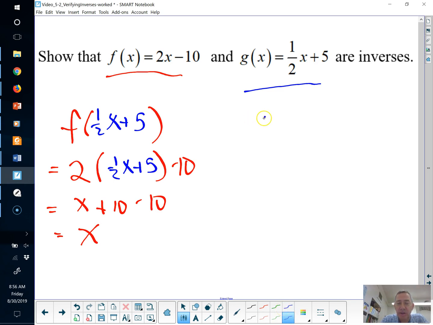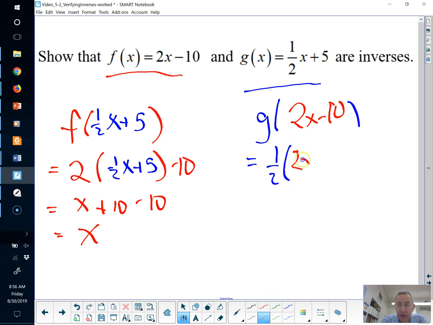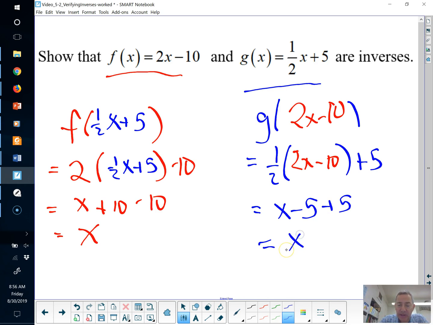You have to check the other side. g of f of x is g of 2x minus 10, which is 1/2 of 2x minus 10 plus 5, which by a little distributing gives me x minus 5 plus 5, which is also equal to x. So these indeed are inverses.